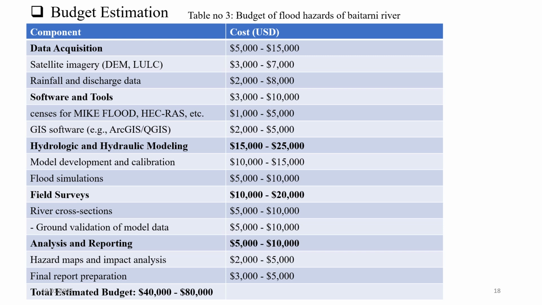Model development and calibration $10,000 to $15,000. Flood simulation $5,000 to $10,000. Field survey $10,000 to $20,000. River cross section $5,000 to $10,000. Ground validation and model data $5,000 to $10,000. Analysis and reporting $5,000 to $10,000. Hazard map and impact analysis $2,000 to $5,000. Final report preparation $3,000 to $5,000. Total estimated budget is $40,000 to $80,000.